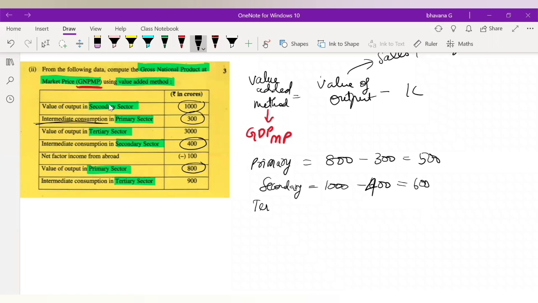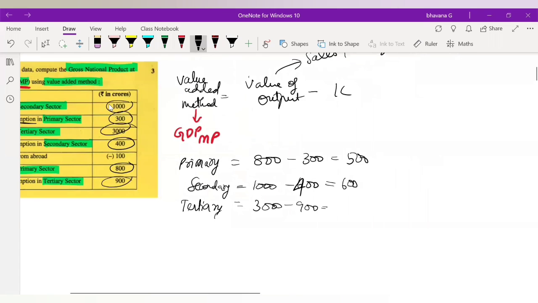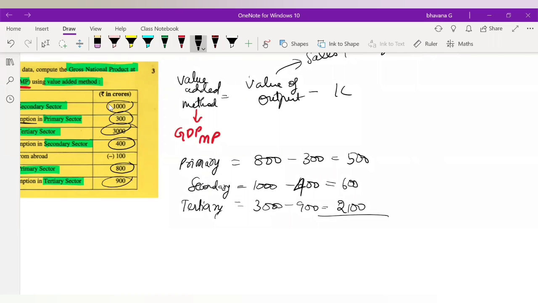Then again for the tertiary sector, you have to take the tertiary sector value of output. Here they have given you 3000, minus intermediate consumption of the tertiary sector, which is 900. So by doing this, you will get 2100. Okay. So now if you add all of this, you will get a total of 3200. So this is nothing but GDP MP.